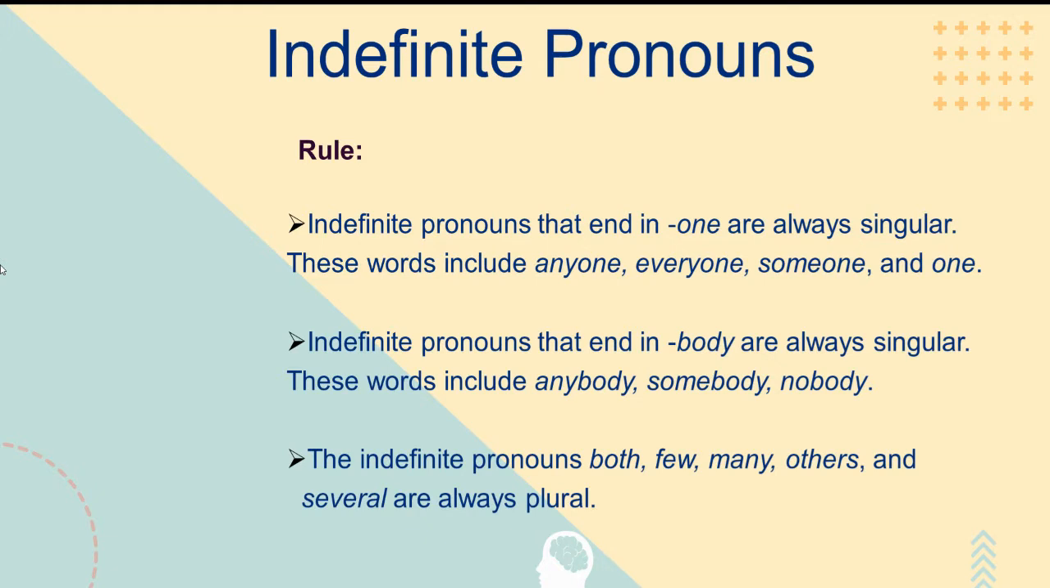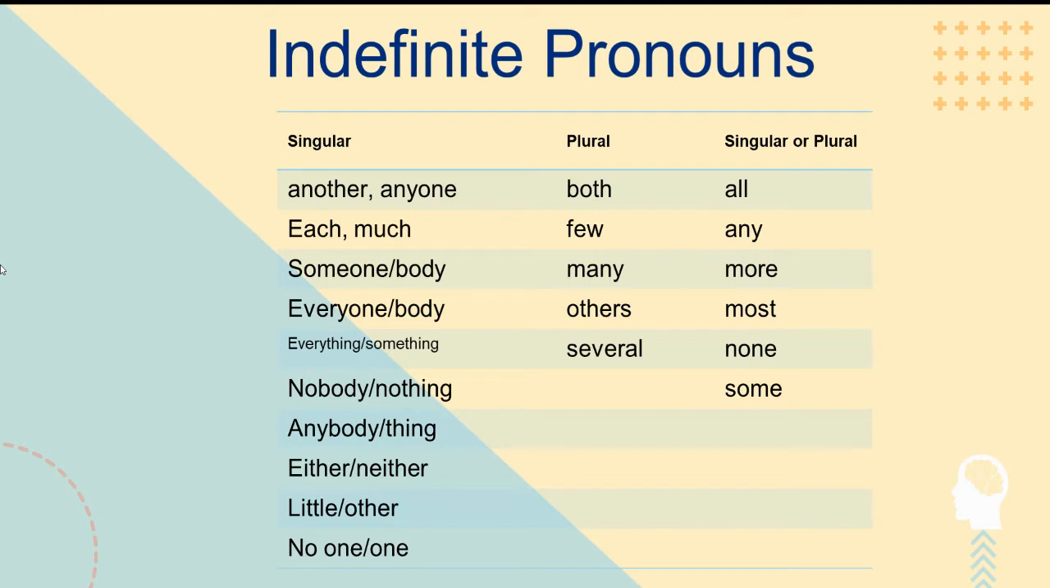All those indefinite pronouns that end in one and body, they take singular verb form. Those indefinite pronouns like both, few, many, others, and several, they are always plural. Let's see this chart to learn this concept. As you can see, another, anyone, each, much, someone, somebody, everyone, everybody, these are all singular. Both, few, many, others, and several, they take plural verb form.